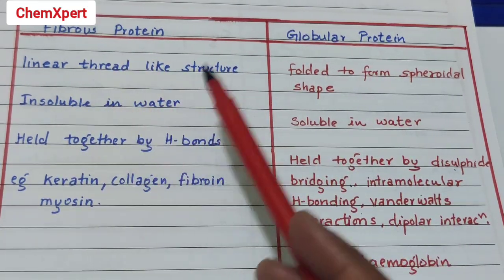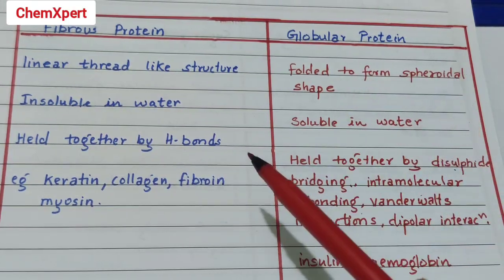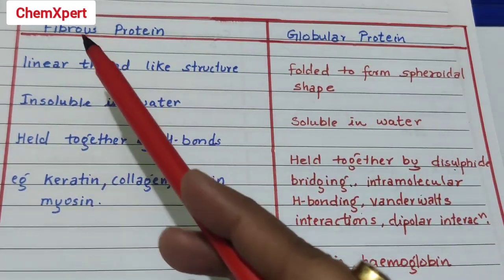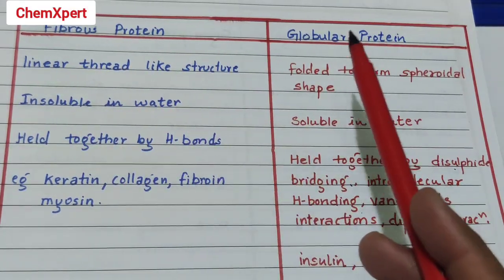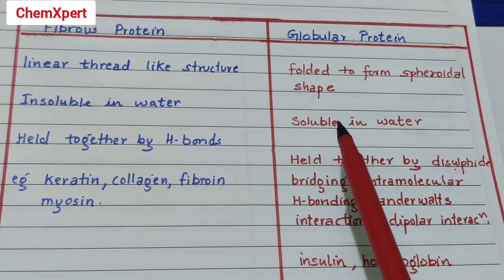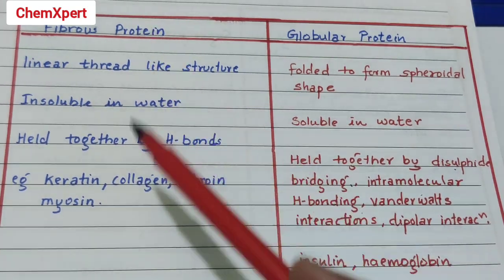Fibrous is a thread-like structure, whereas globular is folded to form a spheroidal shape. Because it is a fiber-like structure, fibrous is insoluble in water, whereas globular is soluble in water. Now this is a 1 mark question: what type of bonding holds them together?